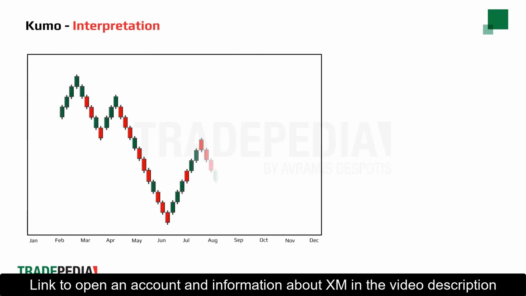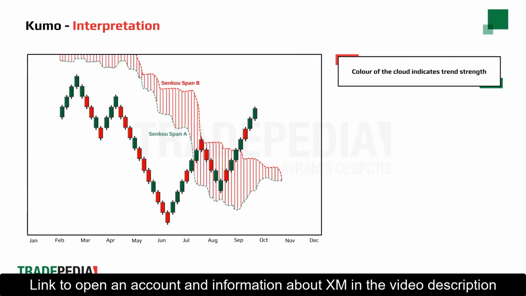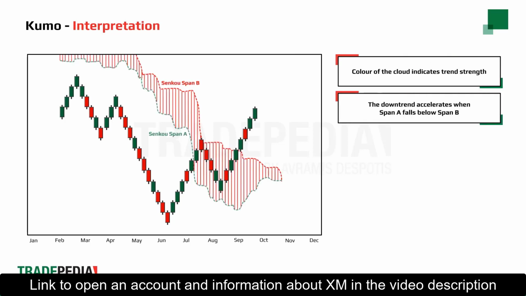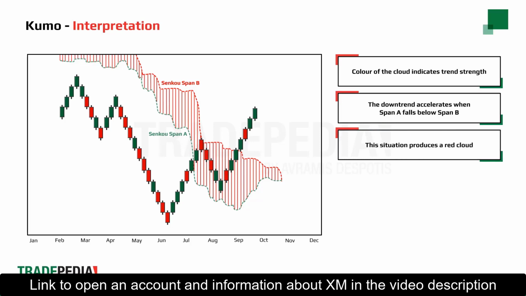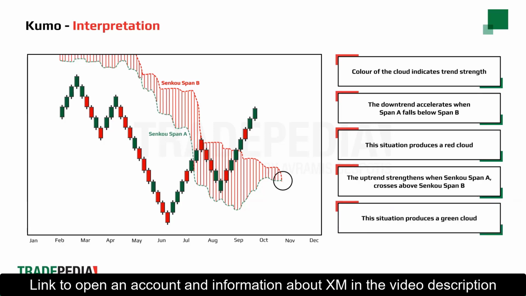The second interpretation of the Kumo is based on the color of the Kumo, which gives an indication about the strength of the trend. The downward trend accelerates when the Senko span A, the green cloud line, falls below the Senko span B, the red cloud line. This situation produces a red cloud. The uptrend strengthens when the Senko span A, the green cloud line, crosses above the Senko span B, the red cloud line. This situation produces a green cloud. Because the cloud is shifted forward 26 days, it also provides a glimpse of future supports or resistances.